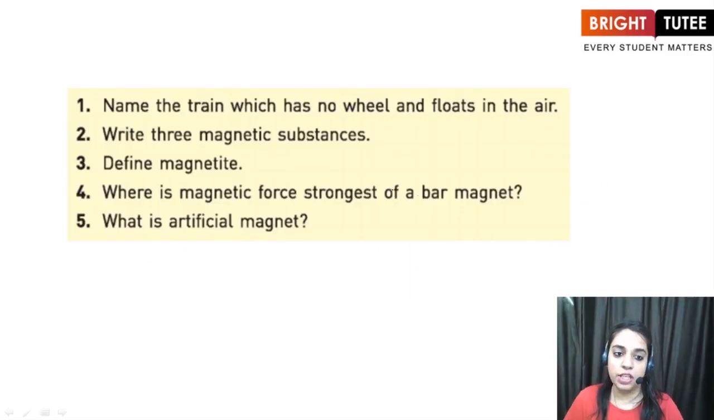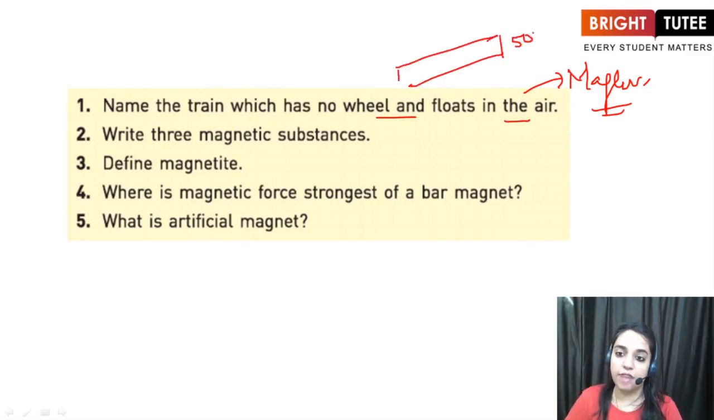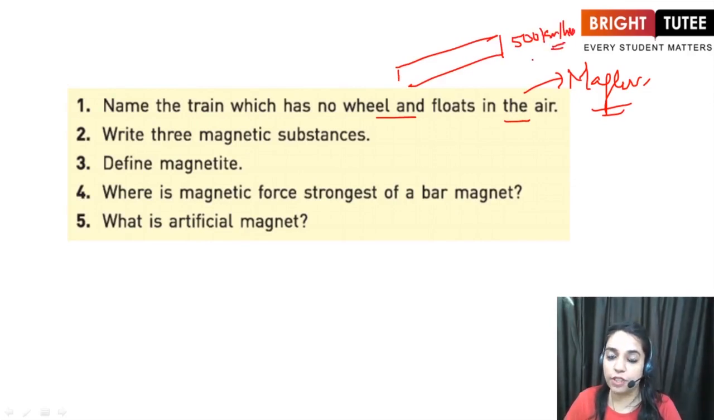Next question. Now children, name a train which has no wheel and floats in air. We have learned that maglev is the train which has no wheels, and it floats in the air. It can travel as fast as 500 kilometers per hour. Why? Because there is no friction between the train and the track, because it is not moving on the track. There are no wheels. It is just floating in air with the help of magnetic force.